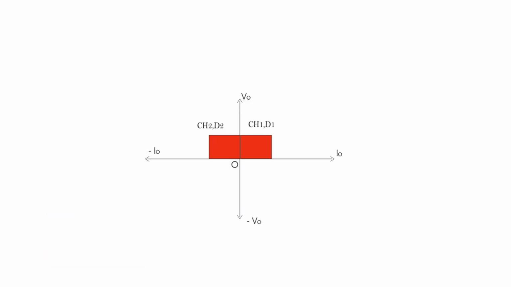Similarly, by using class D chopper, we get the two quadrant operation, that is, first quadrant as well as fourth quadrant operation. And by using the class E chopper, we get the four quadrant operation, meaning all four quadrants can be operated by using the class E chopper.